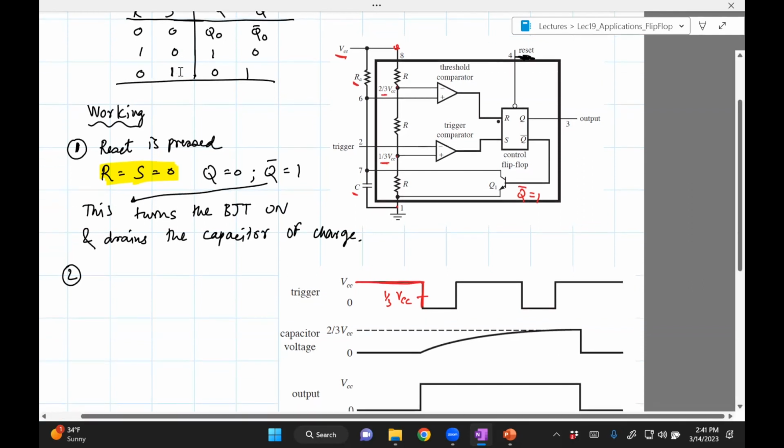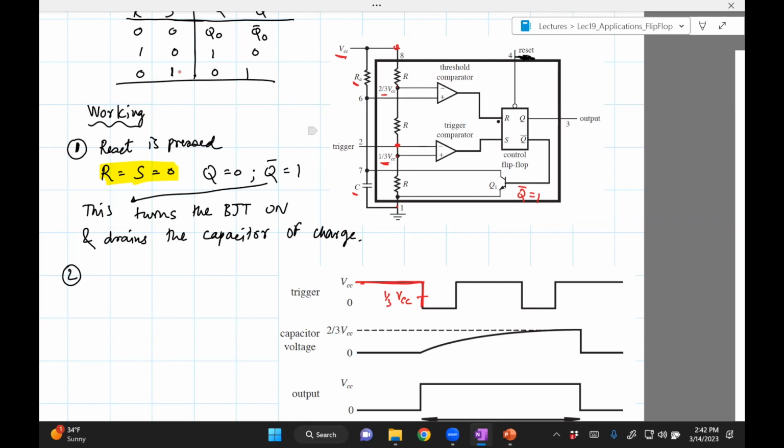Okay, now what happens is, let's say that you pass this VCC, it goes to 1/3, which it's trailing. Once it goes to 1/3 VCC, note the trigger is connected here. So the role of a comparator is to compare the inputs, and it will go high when this plus is greater than negative. It will change state, go from 0 to 1 or 1 to 0.